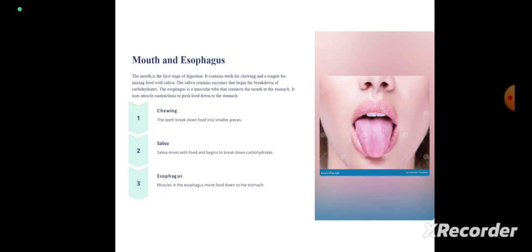The stages of the mouth we can discuss one by one. First is chewing: the teeth break down food into small pieces. Second is saliva: the saliva mixes with food and begins to break down carbohydrate. Third is the esophagus: muscles in the esophagus move food down to the stomach.